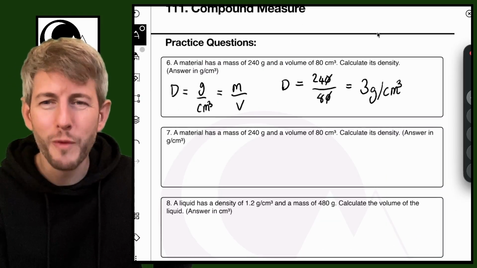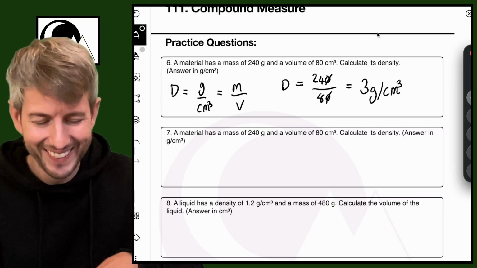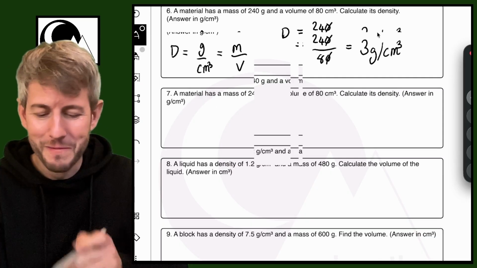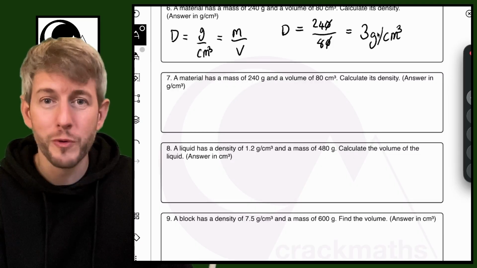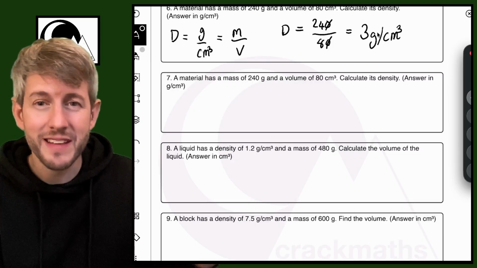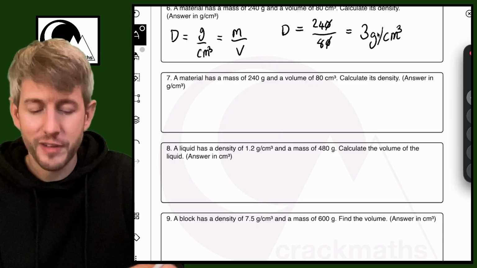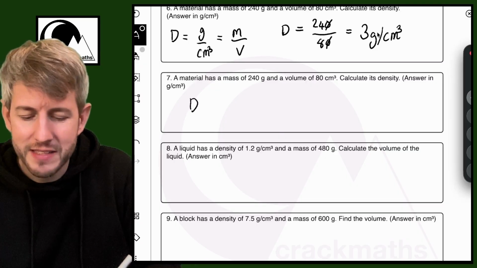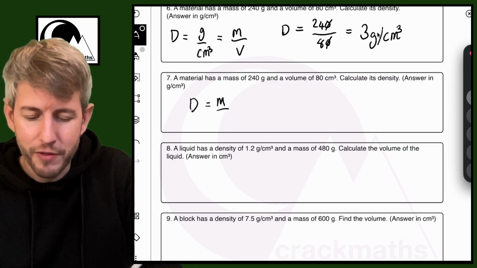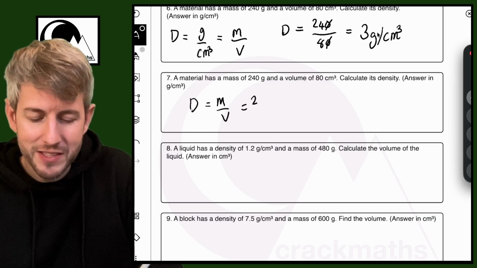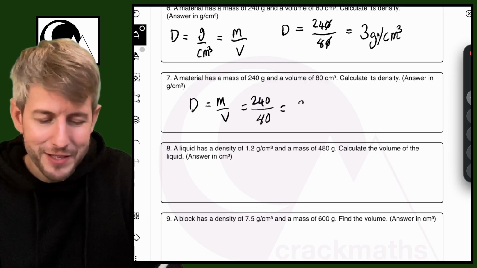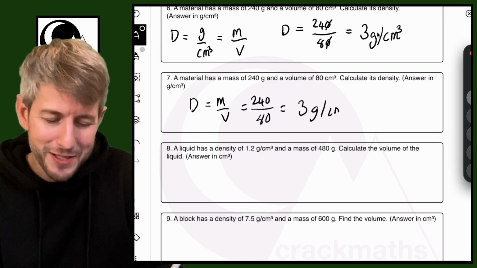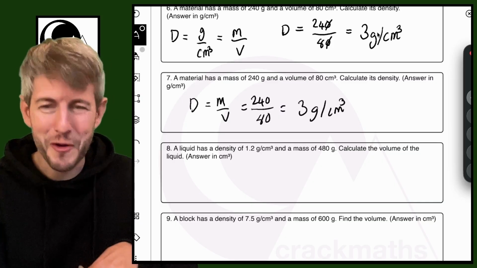Okay, I'm going to roll with it here, but I will change this. Right, so if the mass is 240 grams and the volume is 80, let's work this out again. We know that the density equals the mass over the volume. Okay, so the mass is 240, the volume is 80, and again this is 3 grams per centimetres cubed. Okay, sorry about that error.